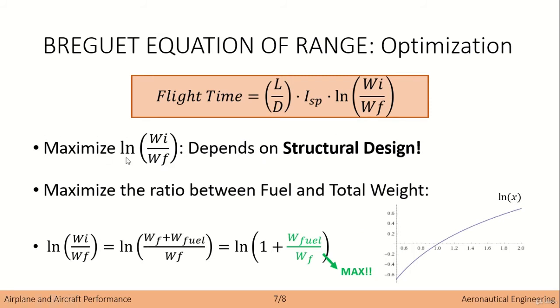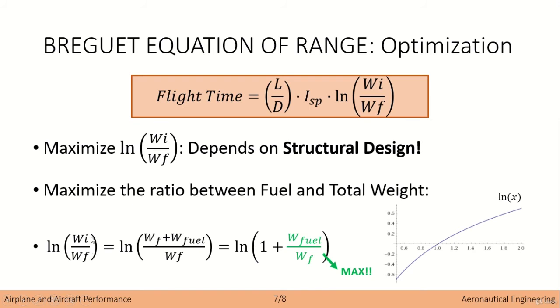What else? What we need to do also is maximize this function over here, which is the Napierian logarithm of the initial weight and the final weight. Now, this will depend on structural design, basically. And what this means is that if we want to maximize this function over here, it is equal to maximizing all of this here. Now let's see this. This is the initial weight and this is the final weight.